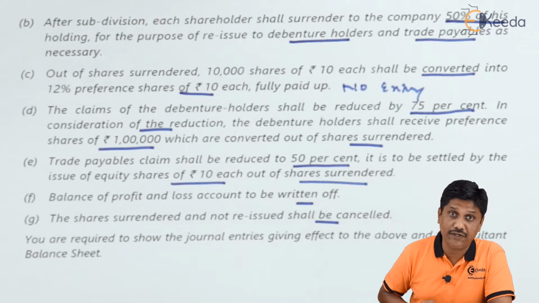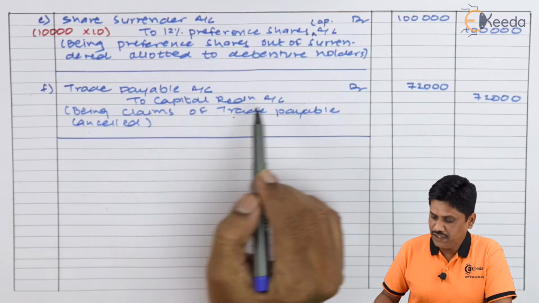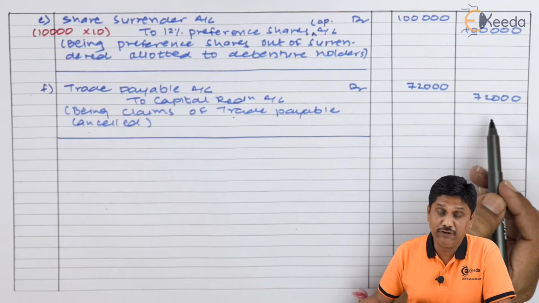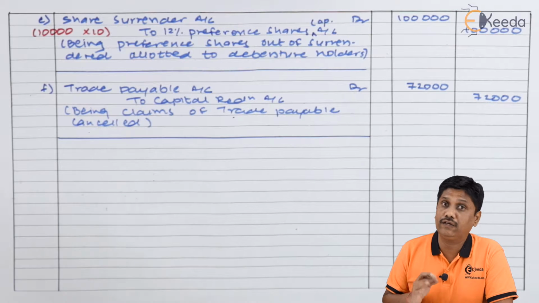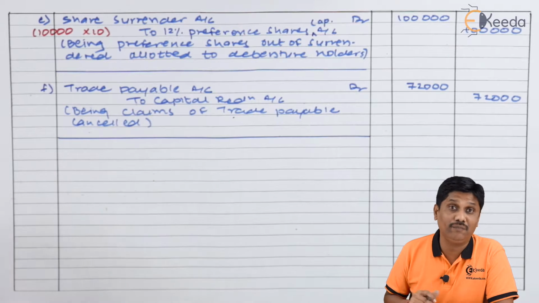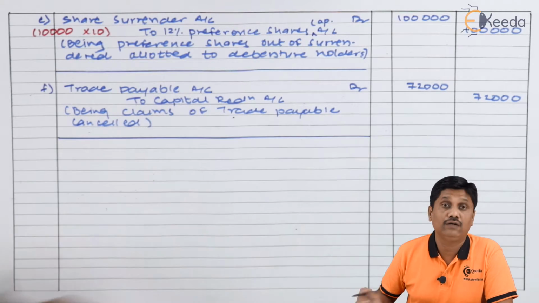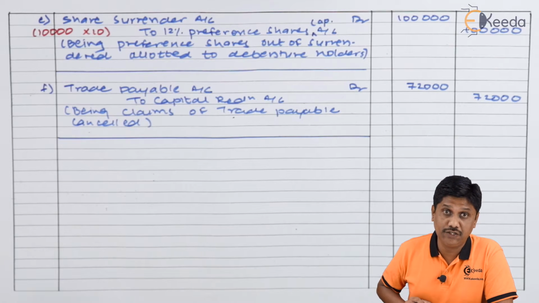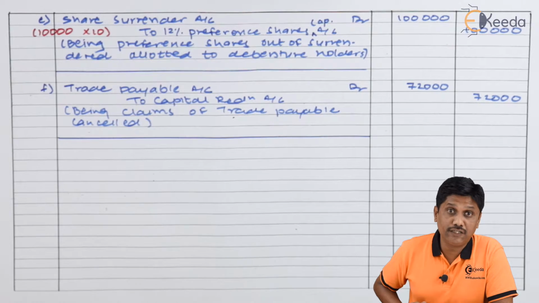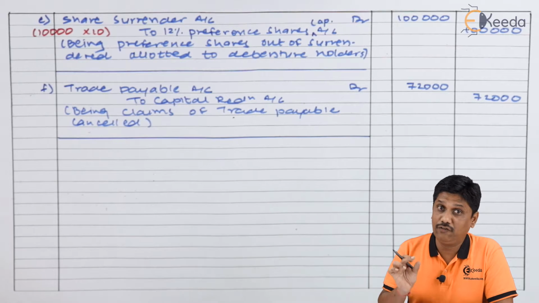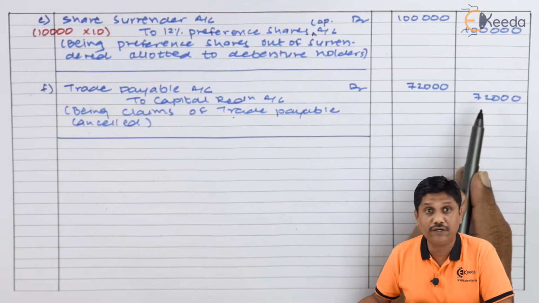Let us record the entry. Friends, so our entry is trade payable account debit to capital reduction, entire 72,000. See, their language is very confusing. They were saying 50% is cancelled and it is settled, means remaining is also settled. So entire trade payables are cancelled and we are giving them surrendered shares. And friends, surrendered shares will be given to the extent of 50% of this, that is 36,000.